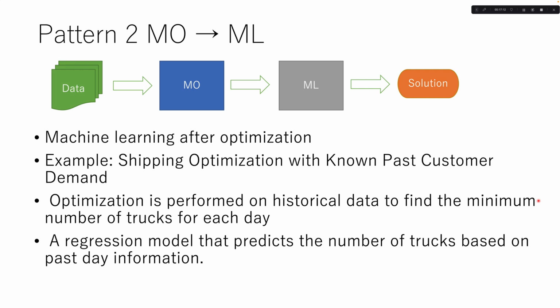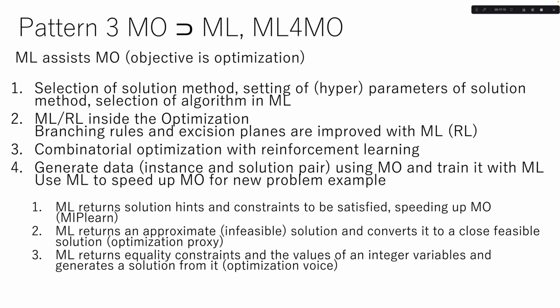The third pattern is ML for MO, where machine learning assists optimization. In this case, optimization is the core task, and machine learning supports it. One simple application is using machine learning to choose the algorithm, set parameters, or select the method for solving an optimization problem. A more complex application involves using machine learning within optimization itself. For example, machine learning or reinforcement learning can improve branching rules or cutting planes. Directly solving combinatorial optimization problems using reinforcement learning is also part of this category.